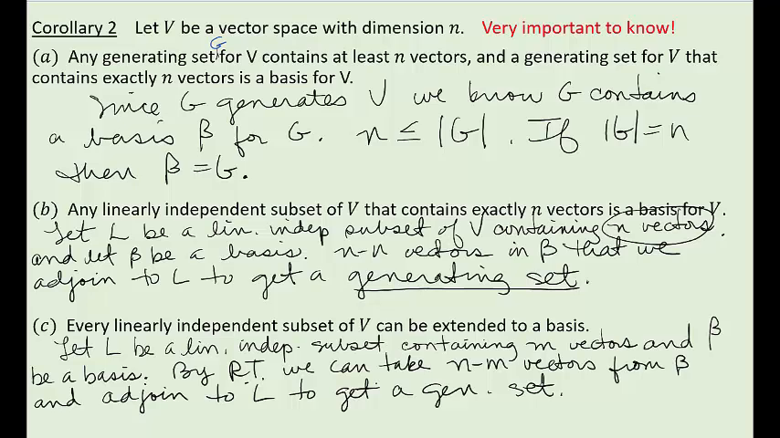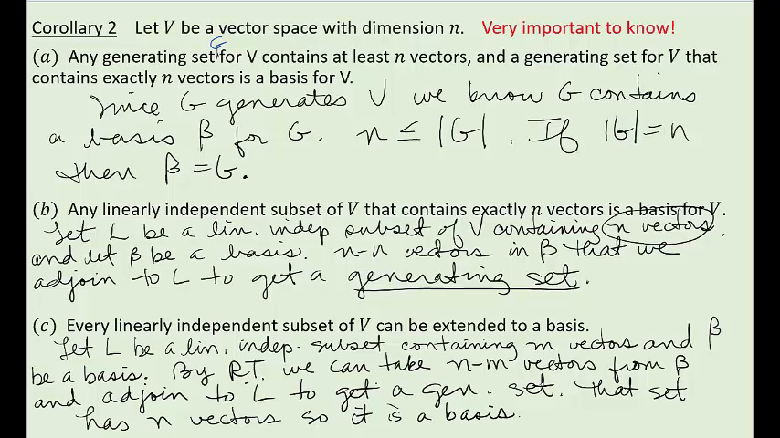Well, this generating set has exactly n elements in it, so we know that by part B, it is a basis. That set has n vectors, so it is a basis. So anytime you have a linearly independent subset, you can always assume that you can adjoin vectors to it to come up with a basis.